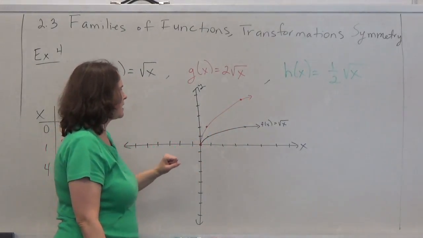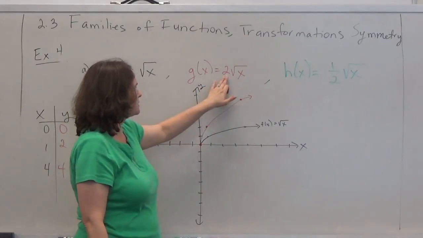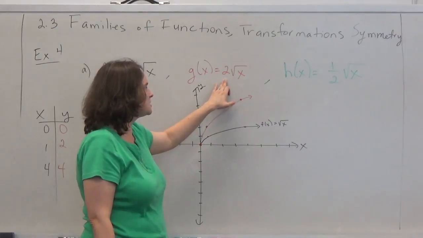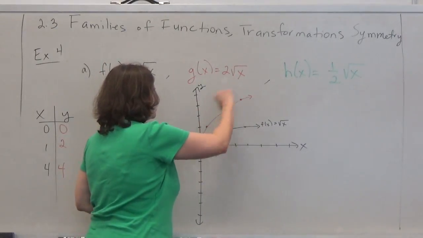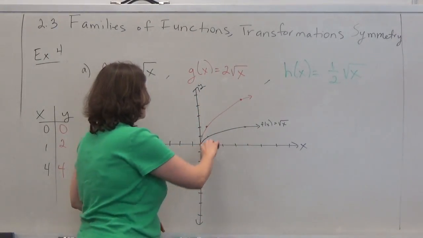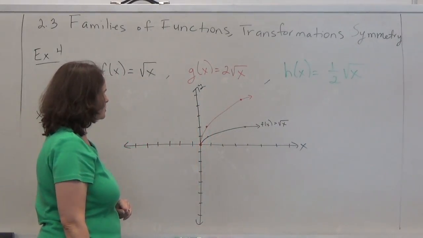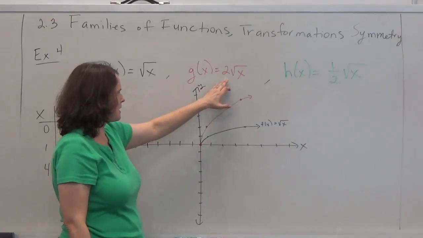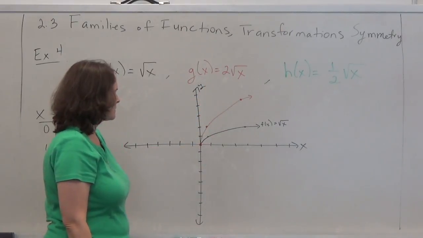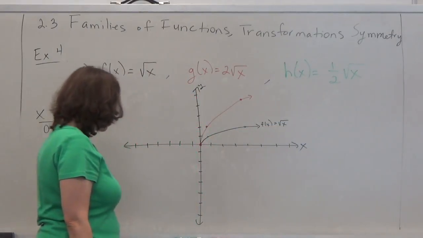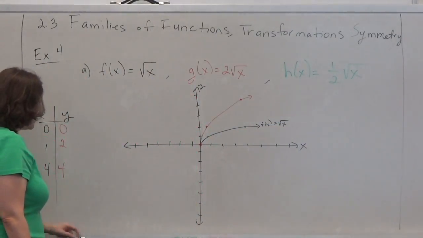Anytime we multiply our function by a number that's greater than 1, we will have some type of vertical stretch. The larger this number, the more it's going to get stretched. So if we had a 10 sitting out here, then it might have gone up like this. Okay? So again, the vertical stretch comes from multiplying the function by a number larger than 1. All right, let's look at h of x. What's happening here? We're going to multiply by a number smaller than 1, but still positive.